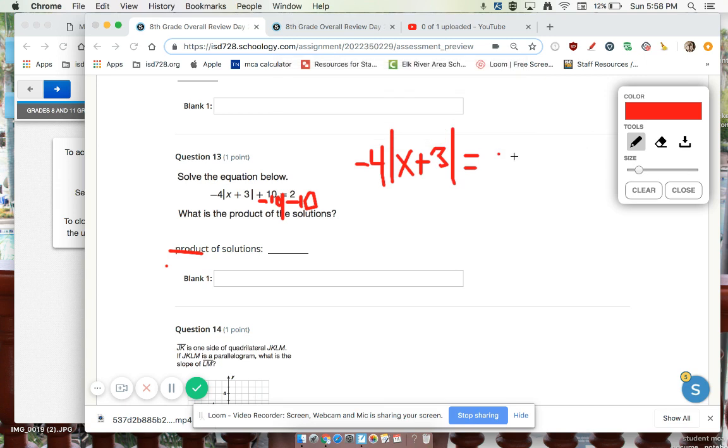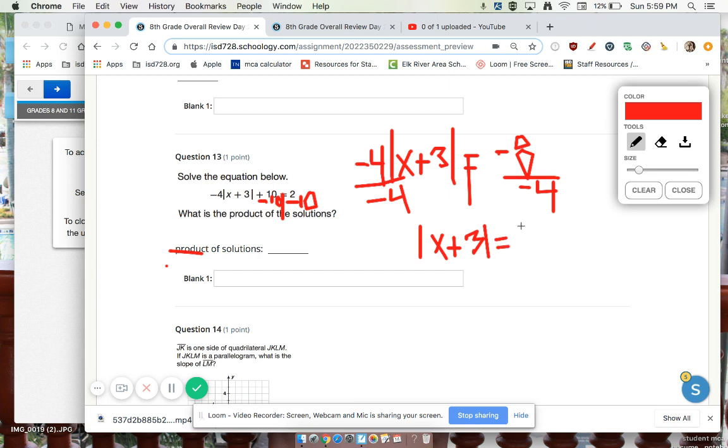Whoops, I didn't want to do that. Negative 8. All right, so now I have to get rid. I still can't do my solutions yet because I have the negative 4 sticking to it. That represents multiplication. So I'm going to divide both sides by negative 4 to get rid of it. Negative 8 divided by a negative 4 is a positive 2. So I have the absolute value of x plus 3 is equal to a positive 2.